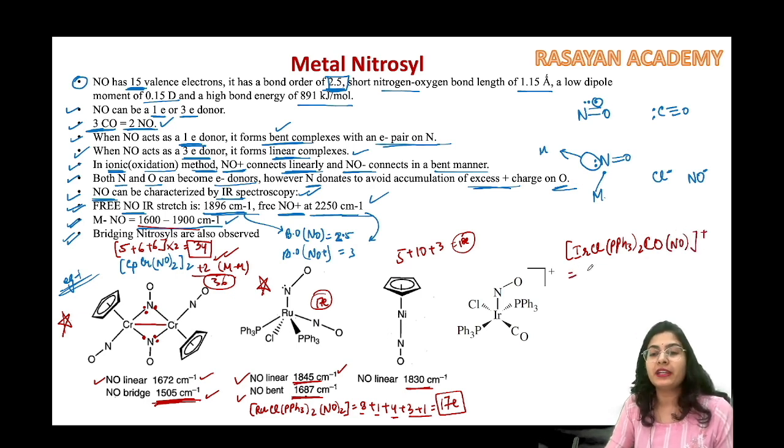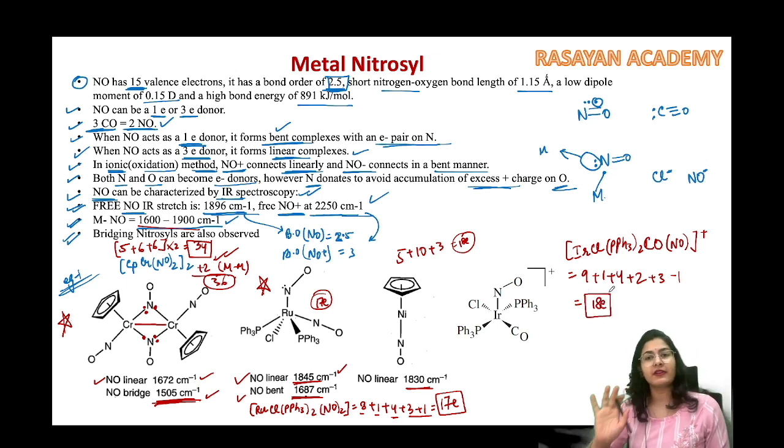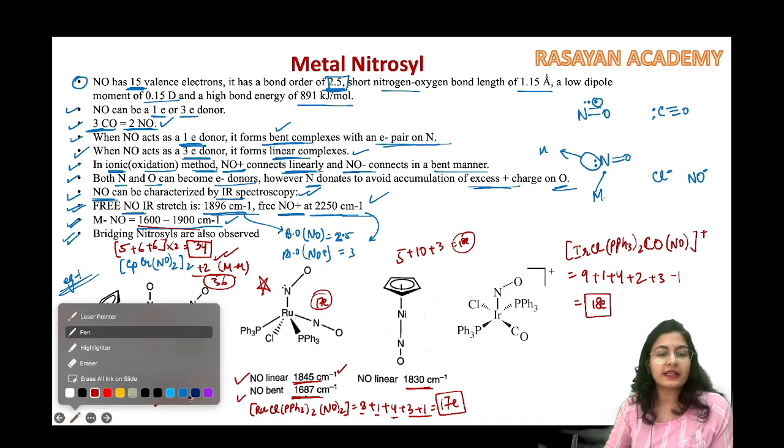You might be tempted to count the electron like this: 9 plus 1 plus 4 plus 2 for the carbonyl plus 3 for the nitrosyl, because हम सबसे पहले यही करते हैं, minus 1. This is how you are doing it. 9 plus 1 is 10. अब ये कितना आ जाएगा? 4 plus 2 plus 2 is 8. तो ये हो जाएगा 18 electron system. You might be very tempted to do this because you know 18 electron system is very stable. ठीक है ना? आप ये कर दोगे, पर ये गलत है. This is wrong once again.